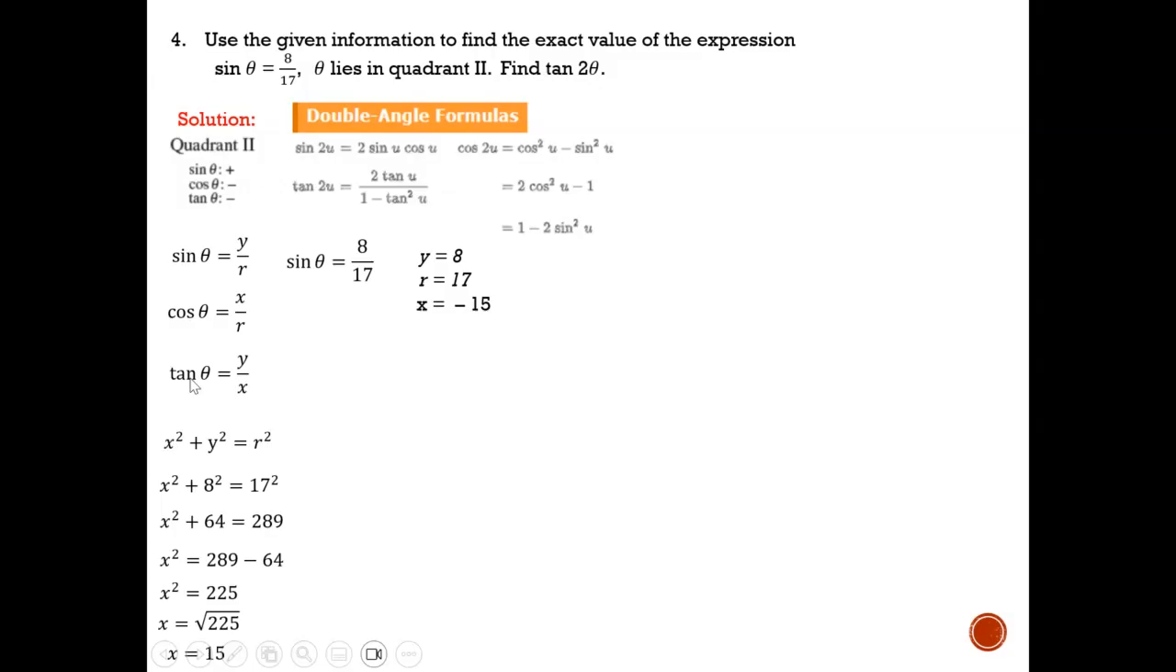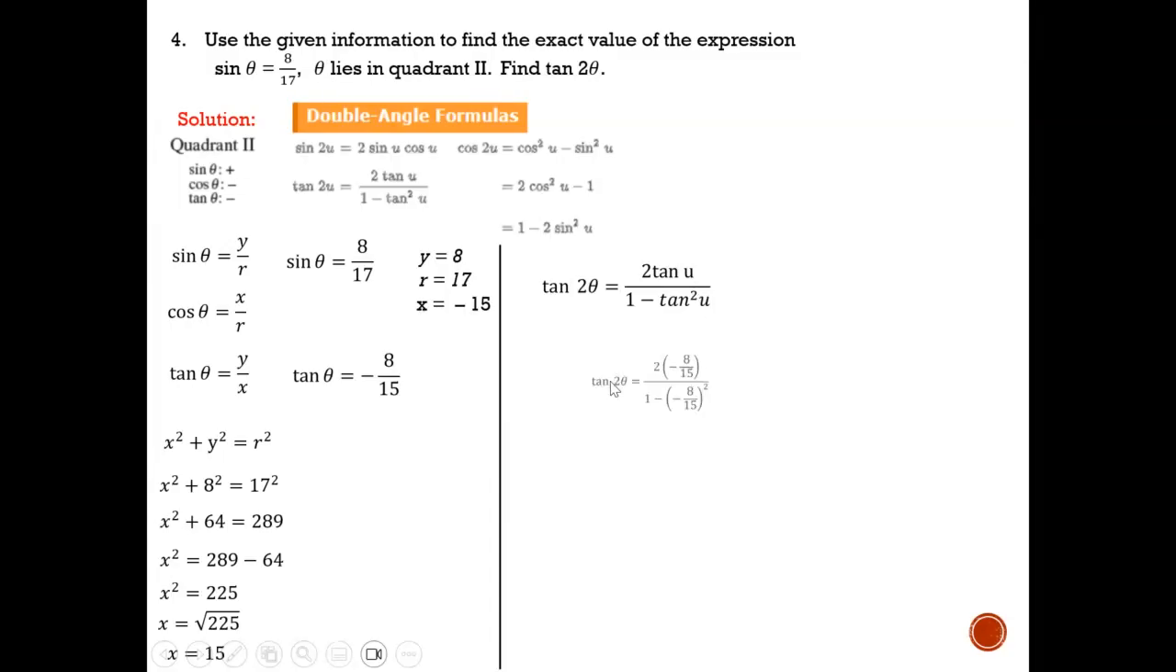Now we're looking for tangent. So tangent is y over x, which will give us 8 over 15. But it's negative, because tangent is going to be negative in quadrant 2. So we're going to follow the formula. There's my formula. Again, there's a mistake here, guys, because if I'm using theta, all this should be theta. I'm sorry about that, but the concept is there.